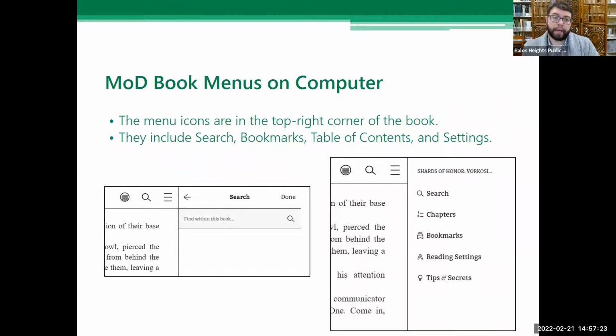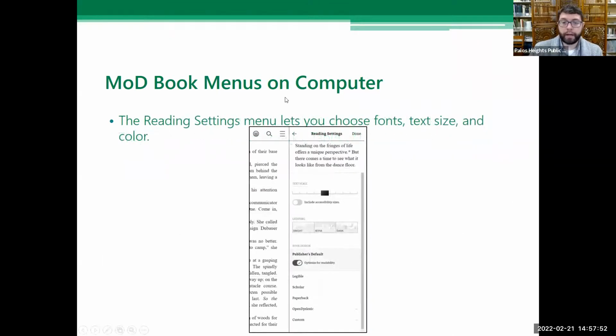The menus here, again, you look at the top right corner, it'll show you little icons. There's search, bookmarks, table of contents, and settings. Again, you would click the little three lines, the hamburger menu, as it happens to be called, and that'll show you more menu options. So you can search, go to table of contents where it says chapters, look at your bookmarks, reading settings. That is shown here. If you click reading settings, it shows you the text size. You can set to have it be bright, dark, or sepia.